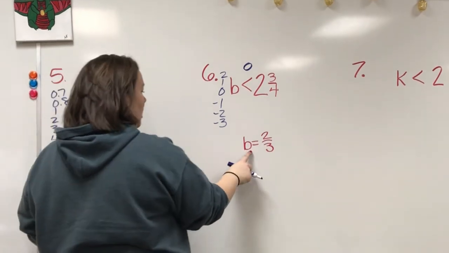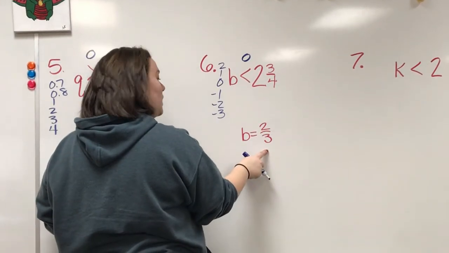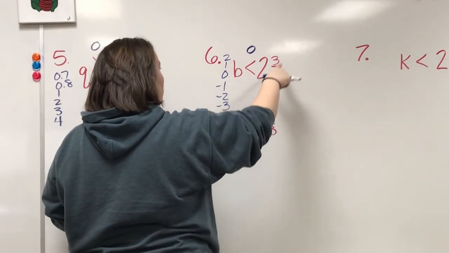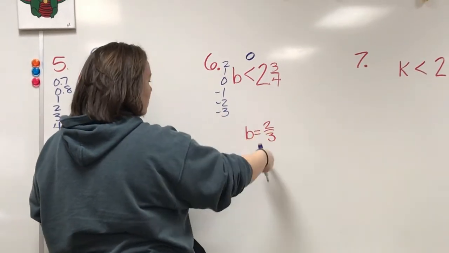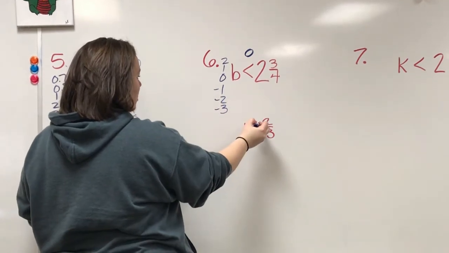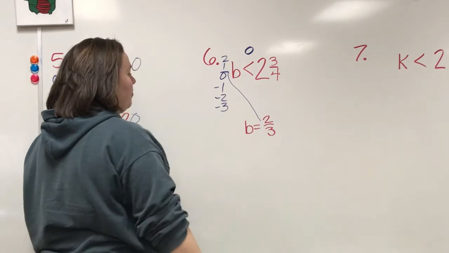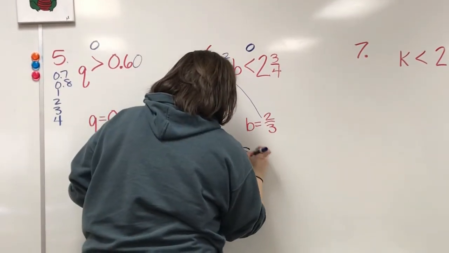Okay, now we have to look at our possible solution. Is 2/3 smaller than 2 3/4? Yes, it is, but this doesn't have a whole number. This fits in right about here. Okay, so this is a solution.